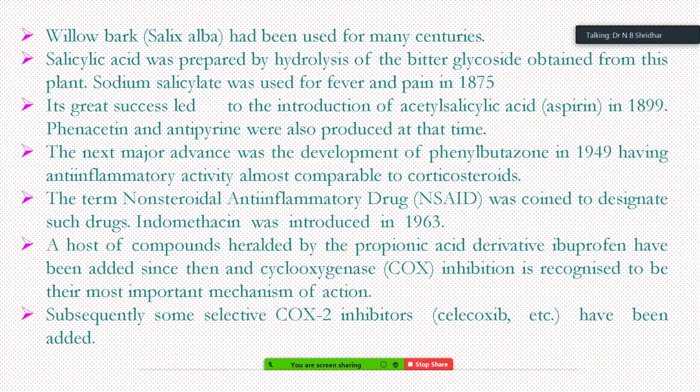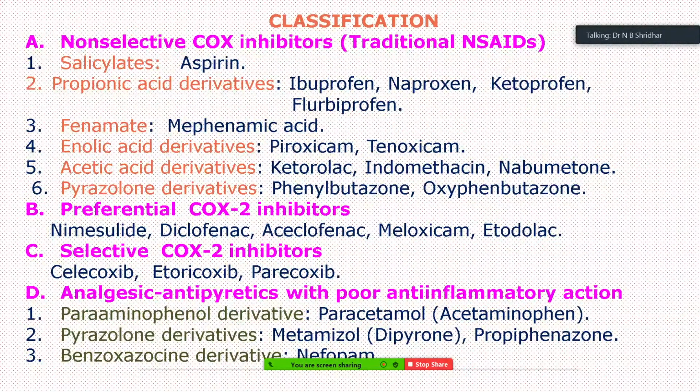Cyclooxygenase is the enzyme which is very much required for the synthesis of prostaglandins and leukotrienes, which are the mediators of pain. So this pathway is inhibited. Then sequentially some selective COX-2 inhibitors like celecoxib and rofecoxib have been added to this category. There are very many varieties of COX-2 inhibitors, preferential COX-2 inhibitors and specific COX-2 inhibitors. These agents are being invented nowadays and are very popular in nature.